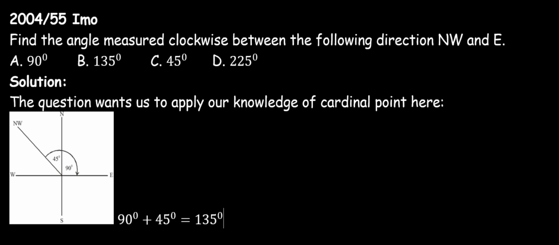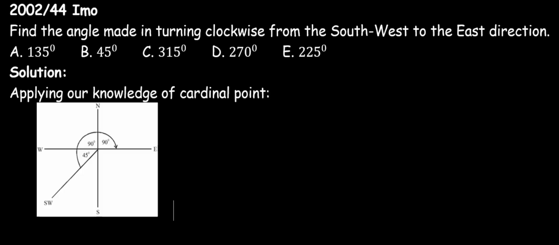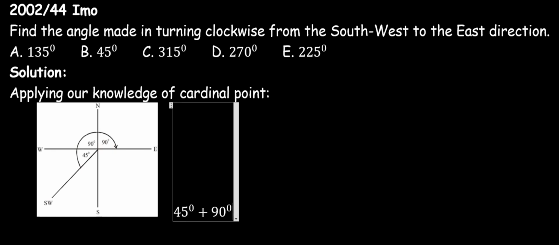135 degrees. Another example. Find the angle made in turning clockwise from the southwest to the east direction. The options are given. Solution. Applying our knowledge of cardinal points, we draw the diagram. Now, when you look at the representation there, it starts from southwest and the arrow ends at east. From southwest to west is 45 degrees. And from west to north is 90 degrees. From north to east is 90 degrees. Summing up these values, we have 45 plus 90 plus 90, which equals 225 degrees.